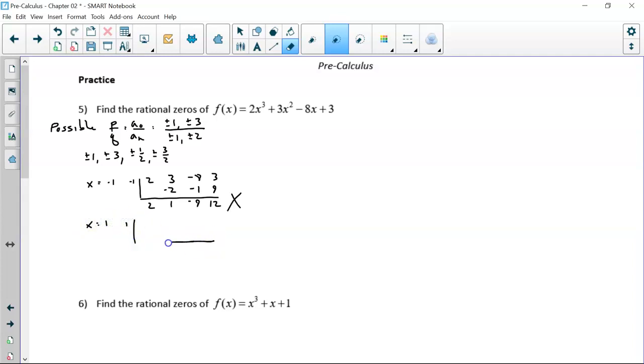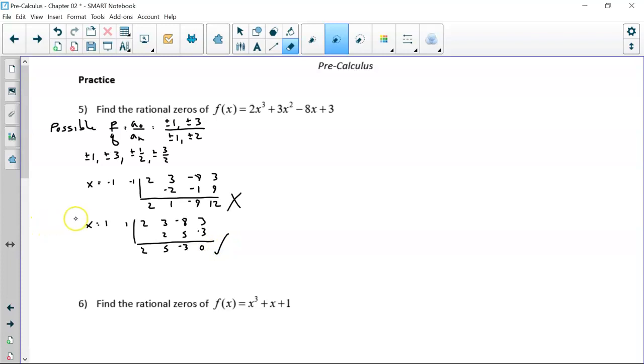1 goes on the outside. 2, 3, negative 8, and 3 go up top. Bring down the 2. 3 times 2. 1 times 2 is 2. Add, we get a 5. 5 there. -3, -3, remainder of 0. That did work. And we knew it worked because our remainder was 0.